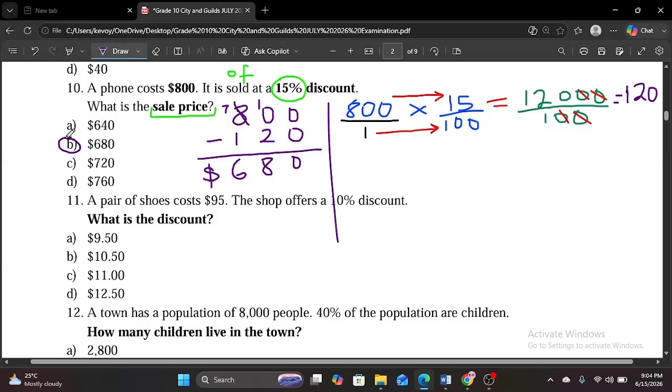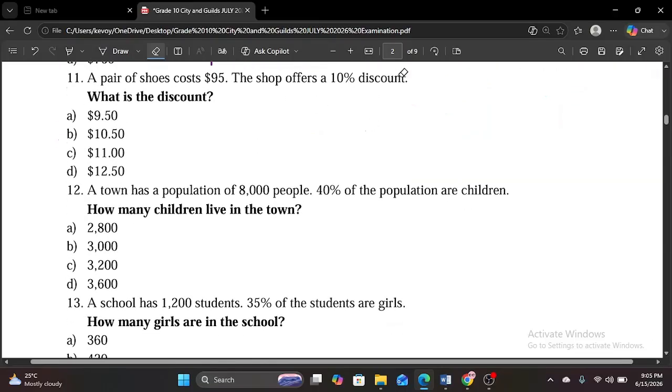All right, so that's going to be it. Now we're going to go over to question 11. So question 11 says that a pair of shoes costs $95. The shop offers a 10% discount. What is the discount? So let me just quickly erase this right here, and we're going to scroll down. So it did not ask us for a final selling price, it just asked us for the discount. And the discount is just 10% off the 95.